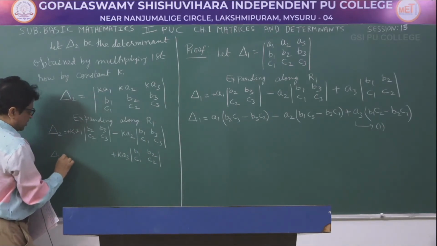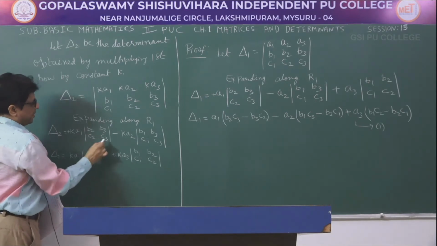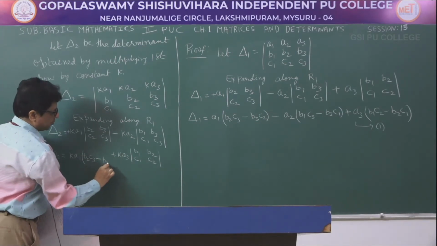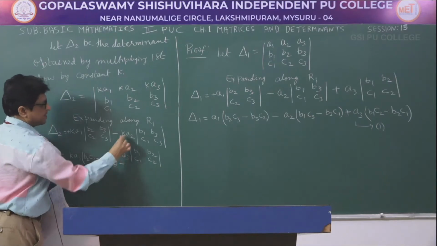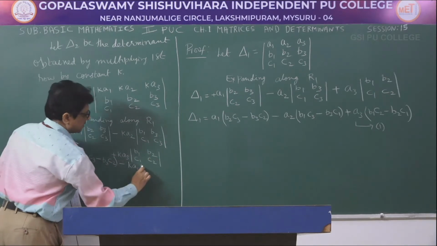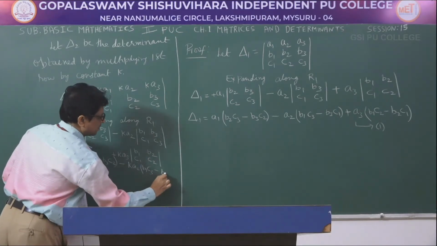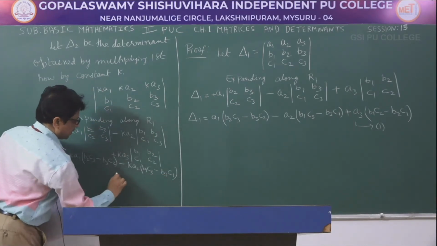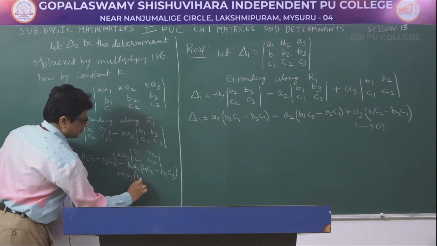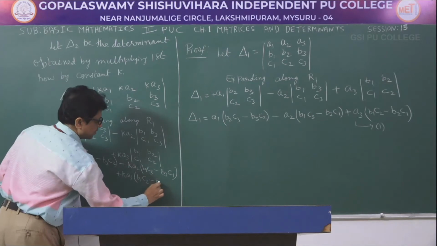So, delta 2 is equal to ka1 into b2 c3 minus b3 c2, minus ka2 into b1 c3 minus b3 c1, plus ka3 into b1 c2 minus b2 c1.